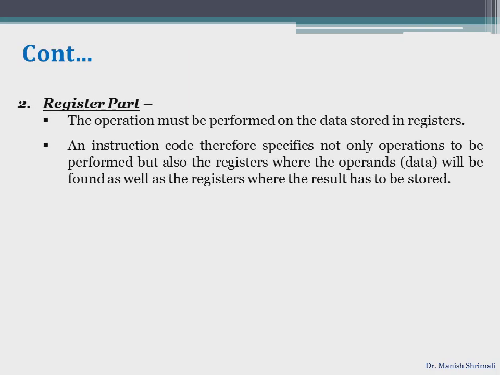Then we have the register part. As we know that the operation must be performed on the data that is stored in registers, so an instruction code therefore specifies not only the operations to be performed but also the registers where the operand, that is data, will be found, as well as the registers where the results are to be stored.